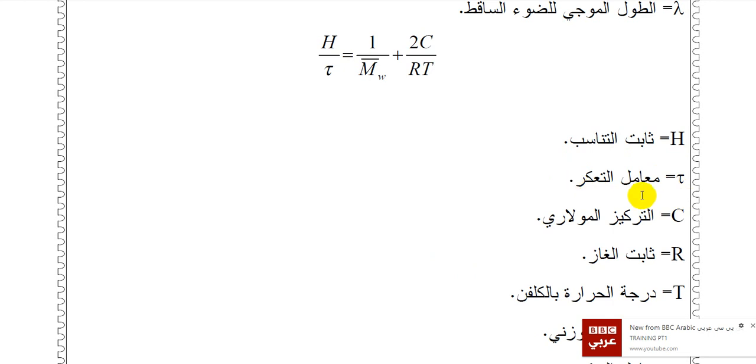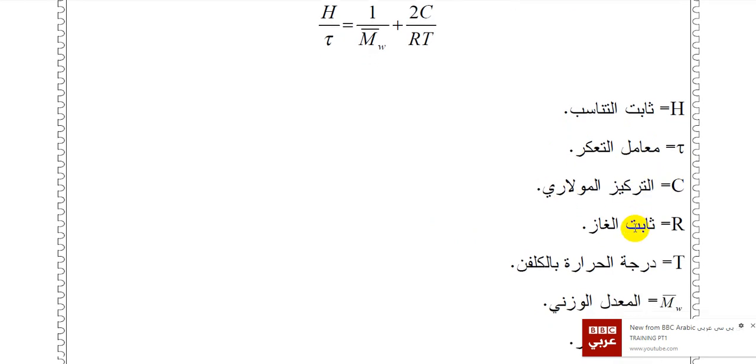H is the proportionality constant. Tau is the turbulence coefficient. C is the molar concentration, as you can see right here in front of you.